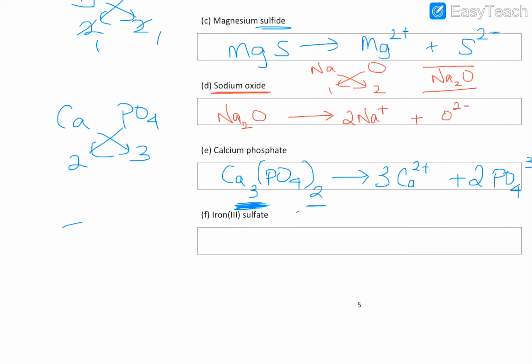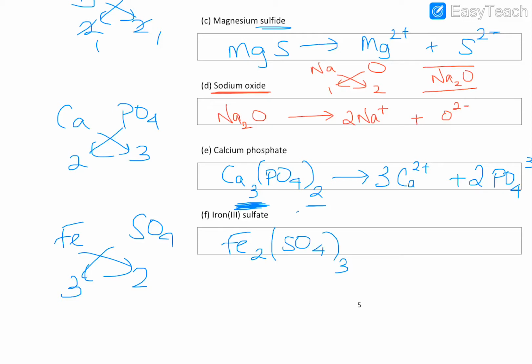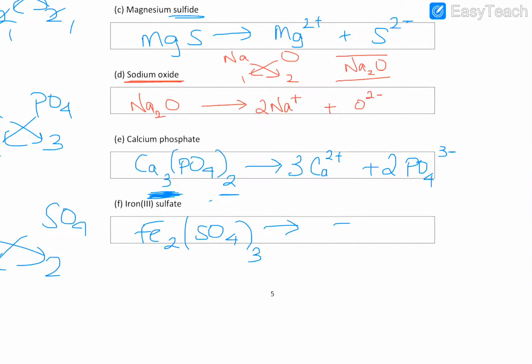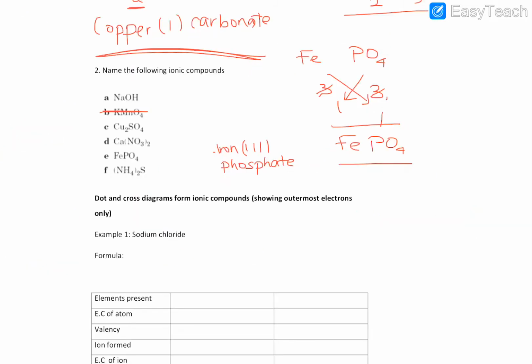Iron(III) sulfate, you will have iron and sulfate, valency 3, valency 2. So Fe2(SO4)3. And you have Fe3+ because the valency of iron is 3, and SO4 2-. And you balance the equation, 2 and 3. Here you have the dissociation.